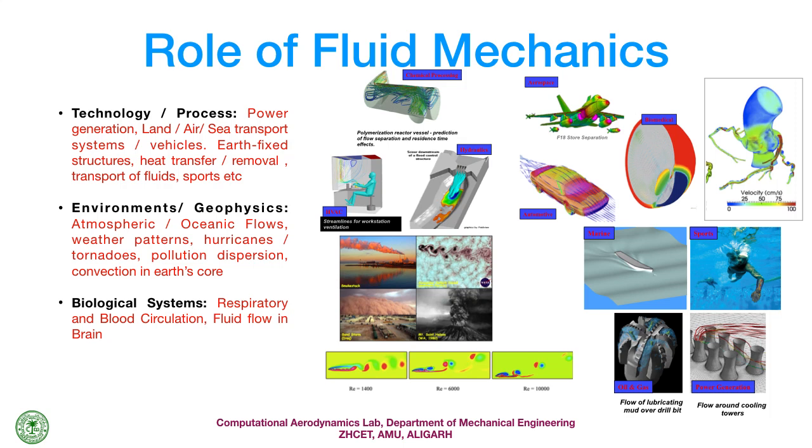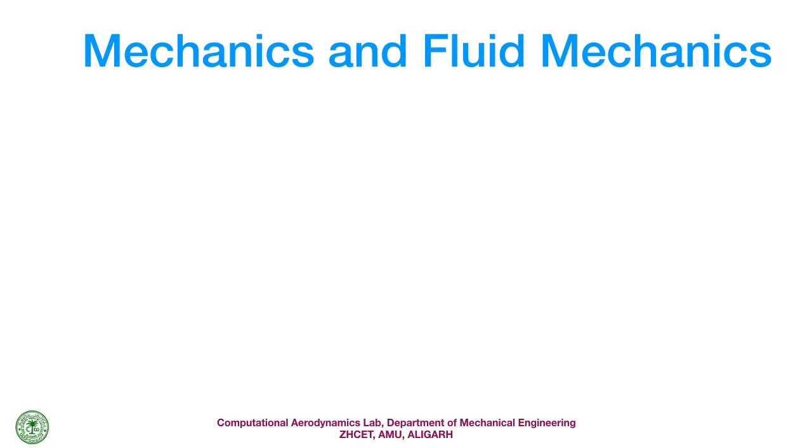You can see in the bottom picture a vortex shedding from an insect, and how this changes it. Then we have lubricating systems and flow around cooling towers. So you can see that the role of fluid mechanics is very important, from how you see, speak and breathe to the evolution of stars and galaxies and astrophysical jets. So it's a very vast and very important field of study.